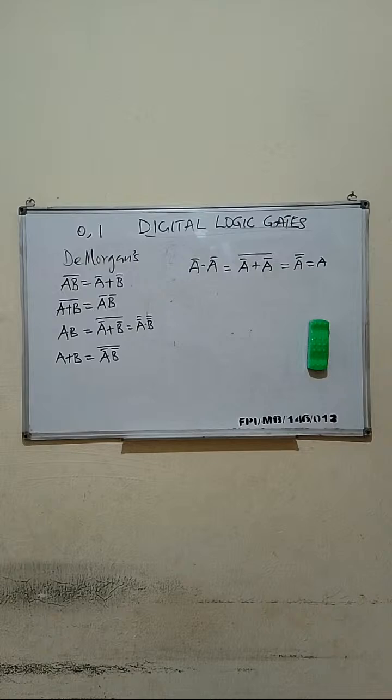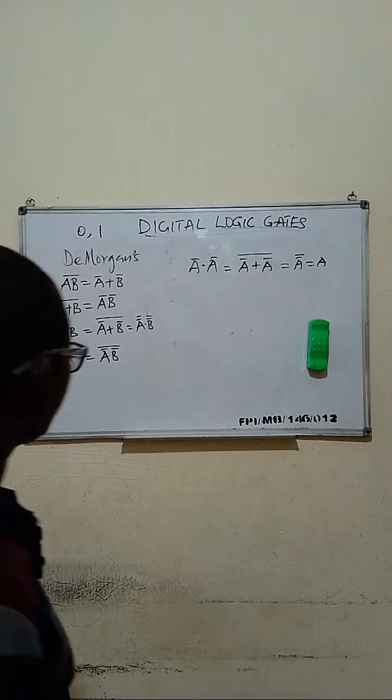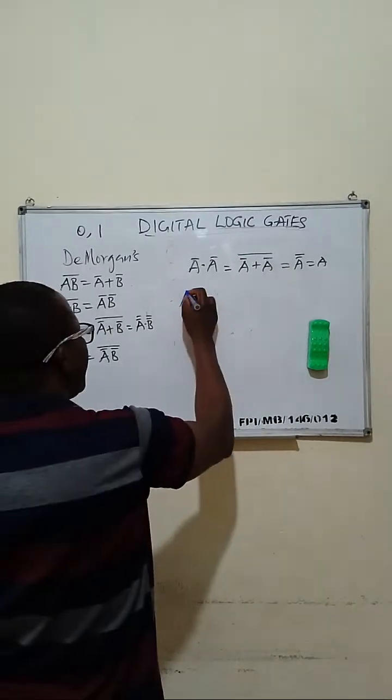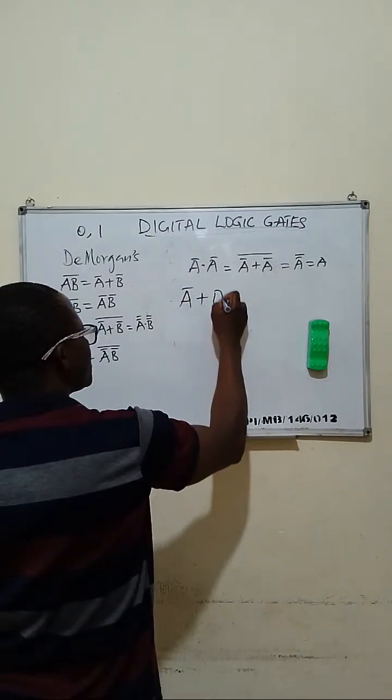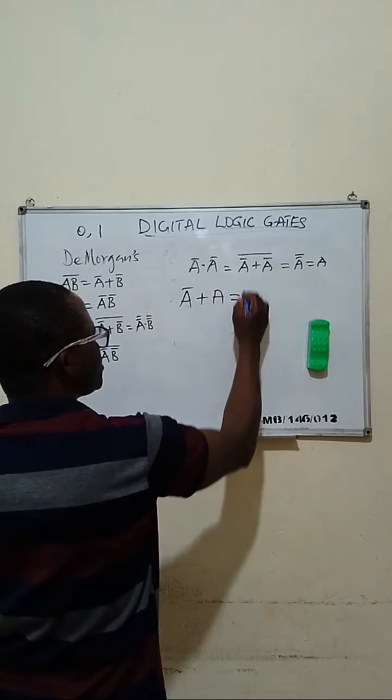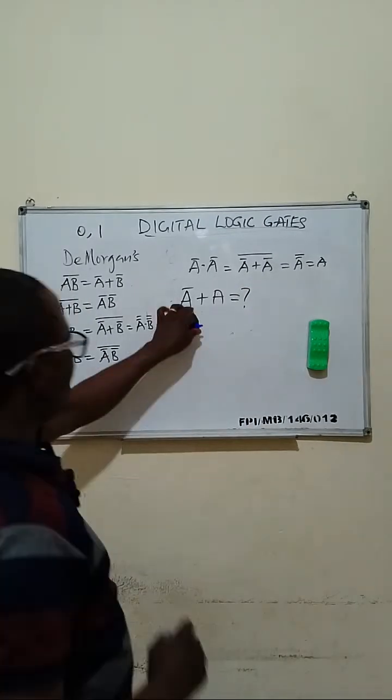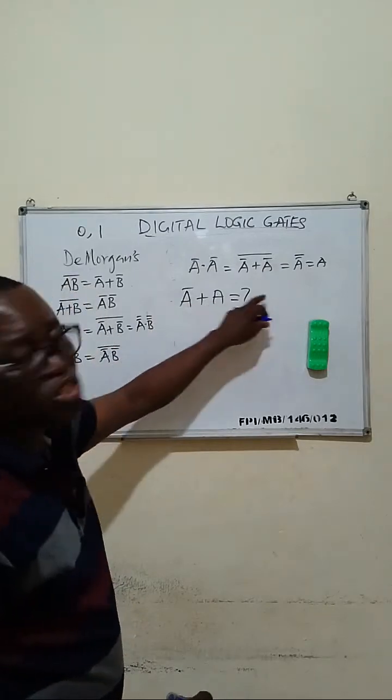What will it be? It's always true. It's one of the laws that we have treated under the complement law. A bar plus A. What is it? What's the answer? Now I said A bar plus A is true.